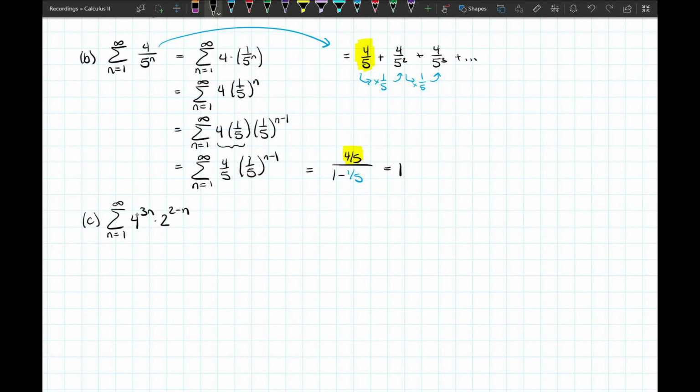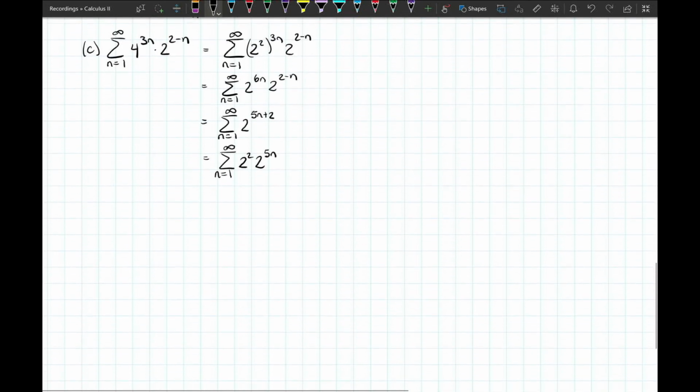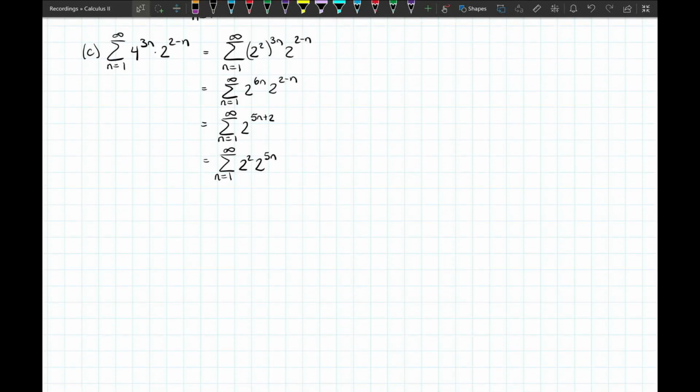You'll notice that we have 4^(3n) and 2^(2-n). We might actually be able to get a common base for those two exponentials. Well, that's (2^2)^(3n) times 2^(2-n), and we'll keep applying some more rules of exponents. That gives us 2^(6n) times 2^(2-n), and we can add exponents. All right, well, now we're getting somewhere. We've got a single exponential function, and we can split that up into 2^(5n) times 2^2. Now let's see if we can finally get this into some sort of form of a times r^(n-1).